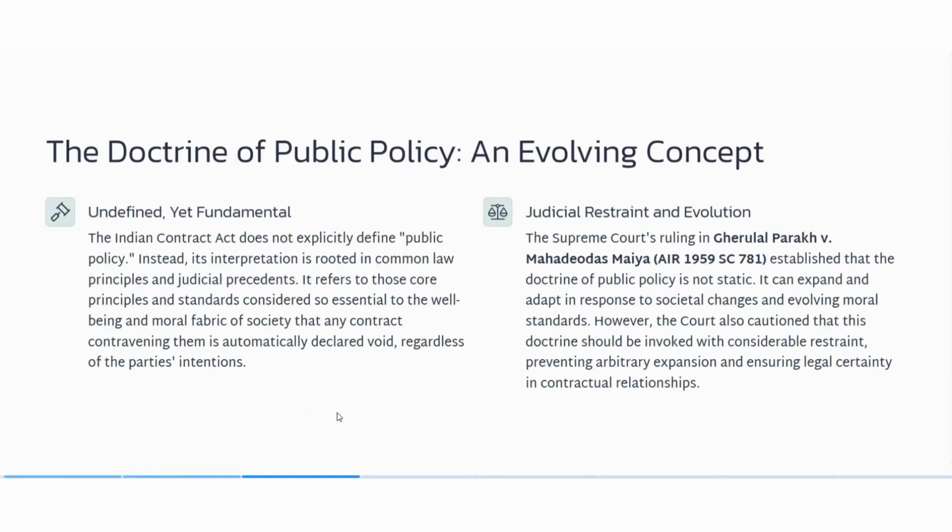Judicial restraint and evolution: the Supreme Court's ruling in Gherulal Parakh versus Mahadeodas Maiya established that the doctrine of public policy is not static. It can expand and adapt in response to societal changes and evolving moral standards. However, the court also cautioned that this doctrine should be invoked with considerable restraint, preventing arbitrary expansion and ensuring legal certainty in contractual relationships.